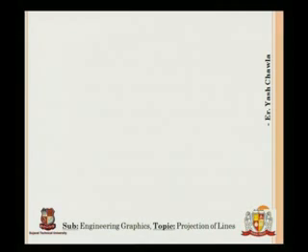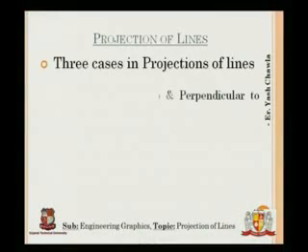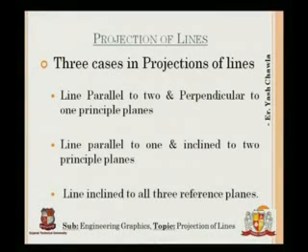Moving ahead, this is again for an object: we require these three things. The object is required, the observer is required, and the location is required. We will not discuss this, we have already discussed it in the last session. We want the object, that is the line in this case, the observer, that will be the torch, and the planes, which are the reference planes we are going to use. The next is, there are three cases of projections of lines that are possible.